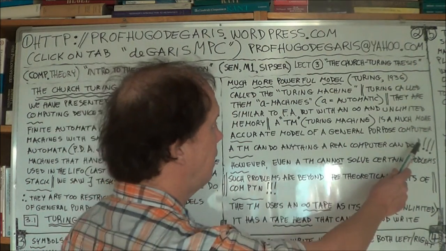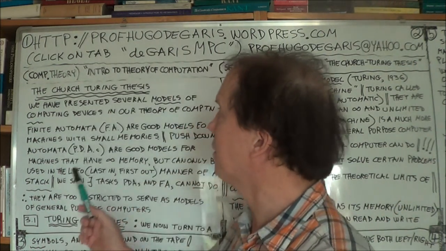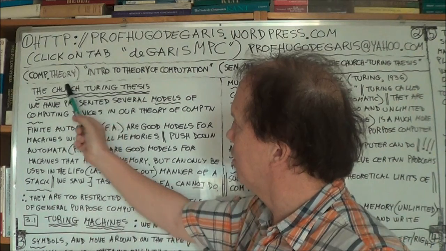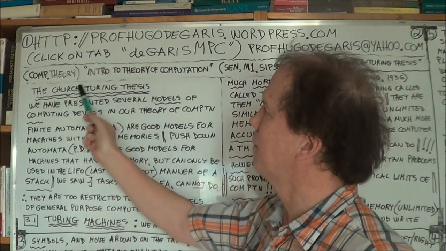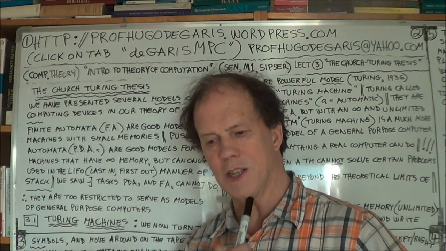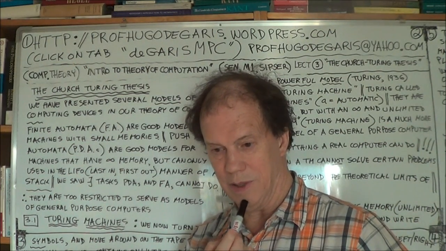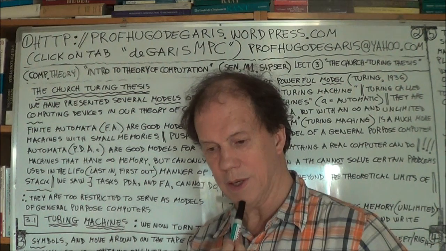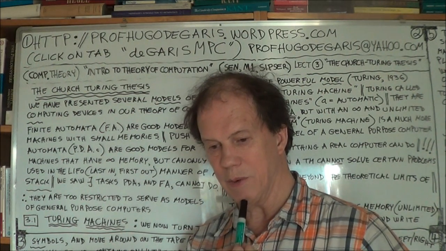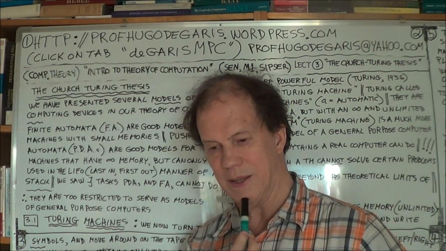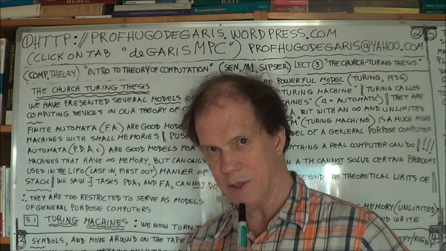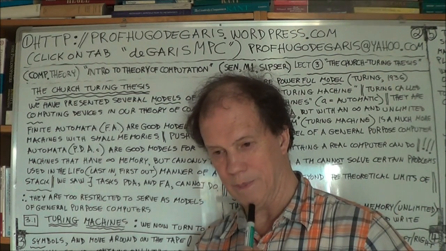Now that essentially is the Church-Turing Thesis. It's essentially an article of faith. You can't really prove it. No one's proved it. But on the other hand, everyone believes it, and nobody has disproved it.